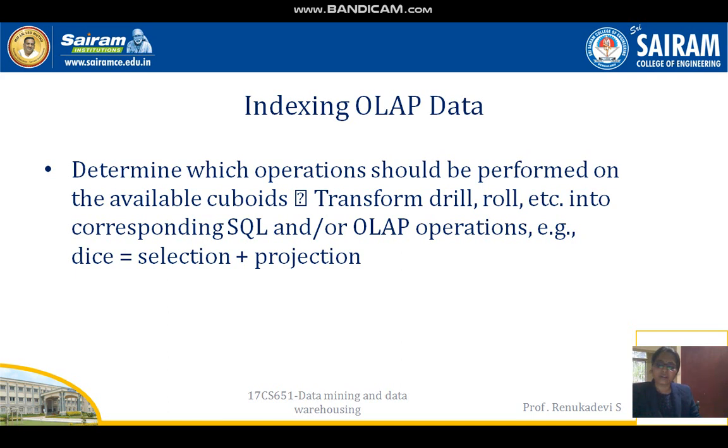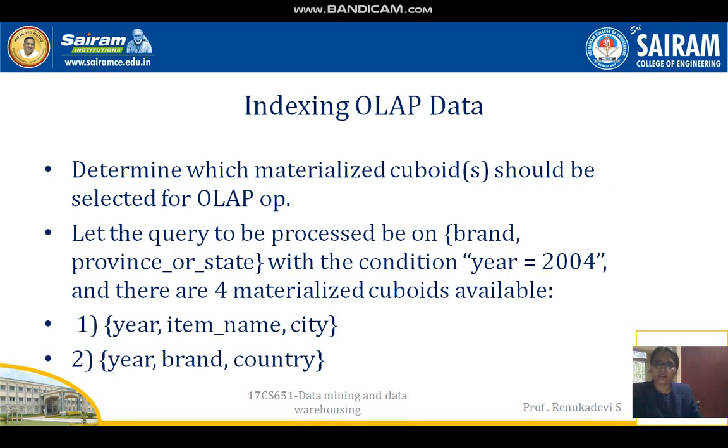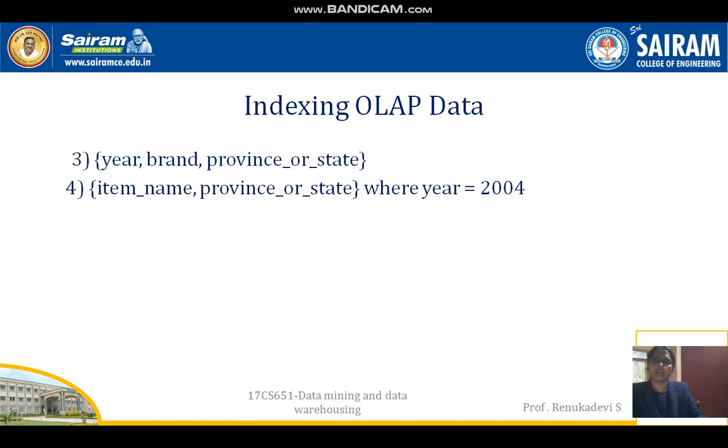Explore the indexing structure and compressed versus dense array structures in OLAP. Here we determine which materialized cuboid should be selected for OLAP operations. Let the query to be processed be on brand and province or state, with the condition year 2004, and there are 4 materialized cuboids available. The first is year, item name and city, and the next one is year, brand and country. This example is like the other example with a different set of attributes that we discussed in the class, as you remember. These are the sets of attributes we are considering.